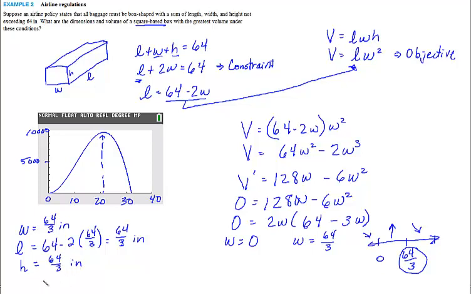Then the volume needs to be 64 times the width, 64 over 3, quantity squared, minus 2 times the 64 over 3, quantity cubed. And for that, you get about, we'll just get this about value, this would be 9,709 inches cubed. There you go. I think I've answered the questions.